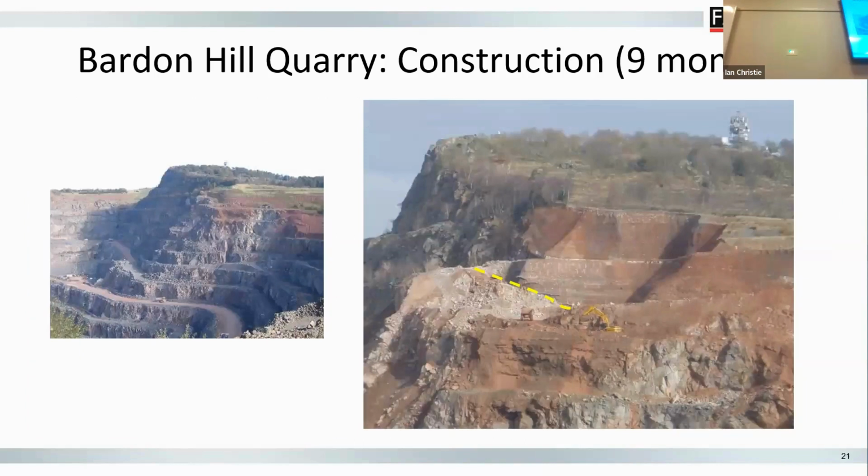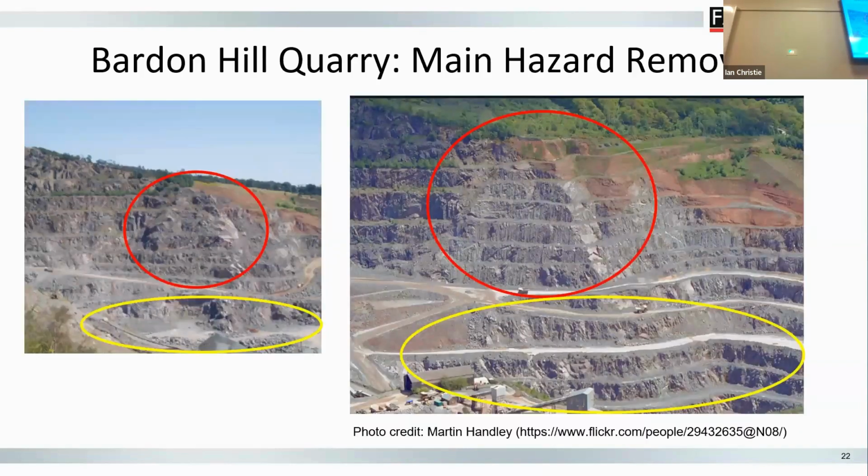And just another view of the work in progress. The yellow line is where that interface was coming in, and hopefully you can see there the dumper and the excavator, just to give you that sense of scale there.